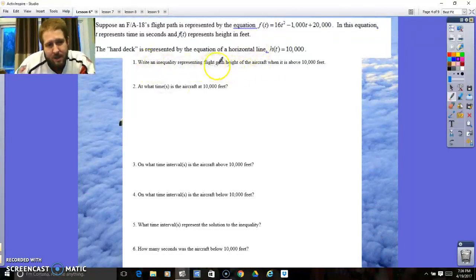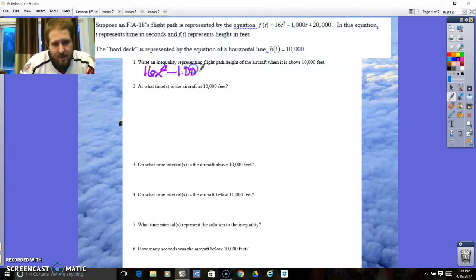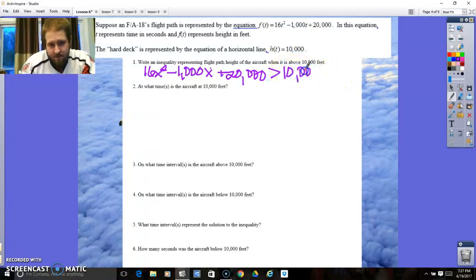Write an inequality that represents this. So there's the equation for the airplane. I'm going to use x instead of t because x seems to be a little bit cleaner. I mistake t's for plus signs. So 16x squared minus 1,000x plus 20,000. There we go. And the inequality says it's above, so that would be greater than 10,000.